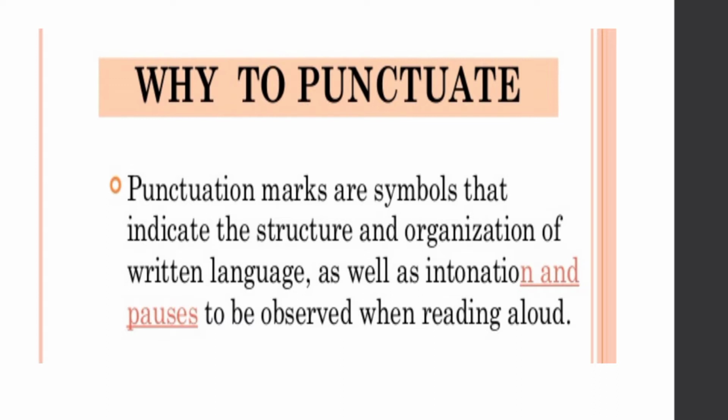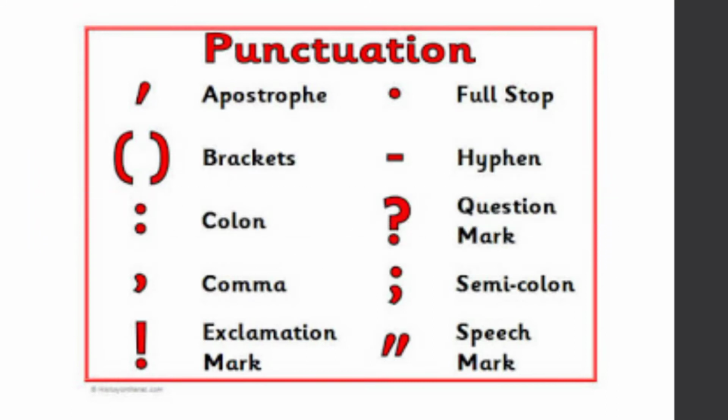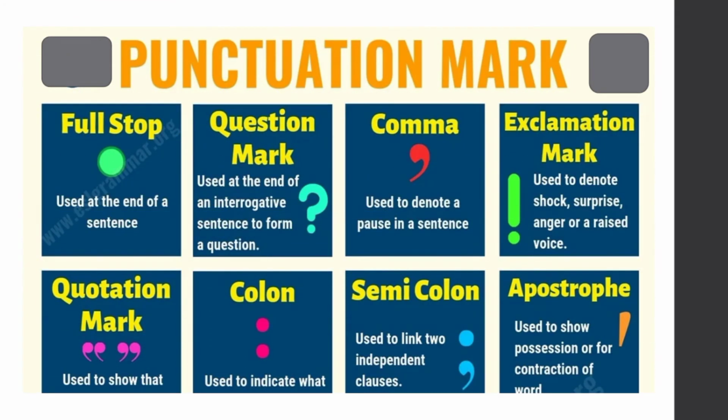Why do we have to punctuate? Punctuation marks are symbols that indicate the structure and organization of written language, as well as intonation and pauses to be observed when reading aloud. Here are some of the punctuation marks: apostrophe, brackets, colon, comma, exclamation mark, full stop, hyphen, question mark, semicolon, then speech mark. So these are all the punctuation marks you are already familiar with.